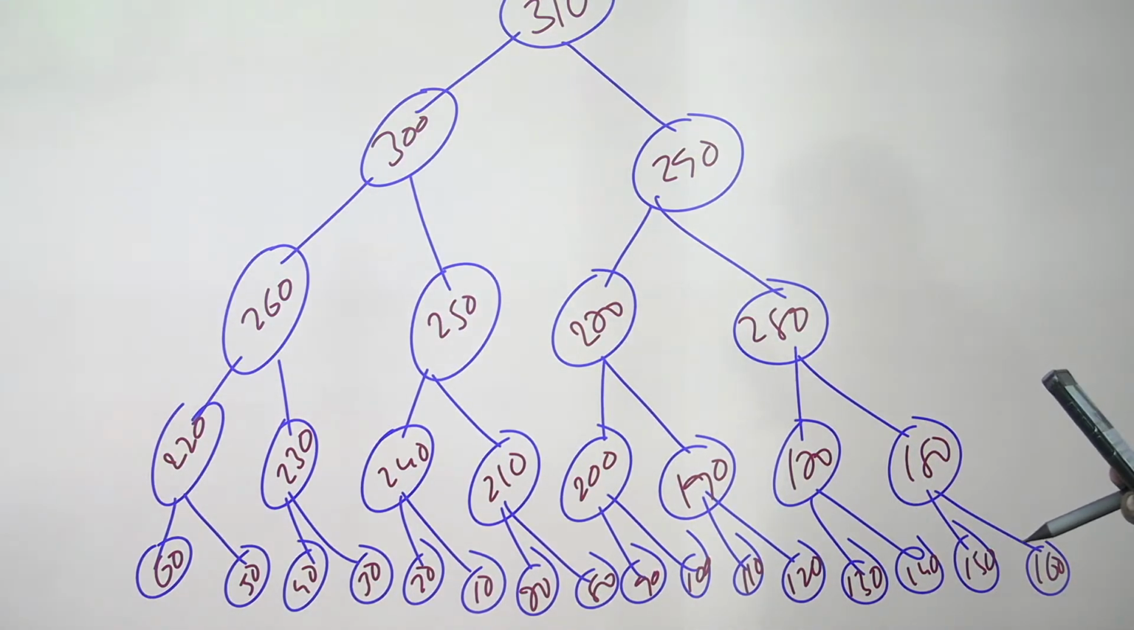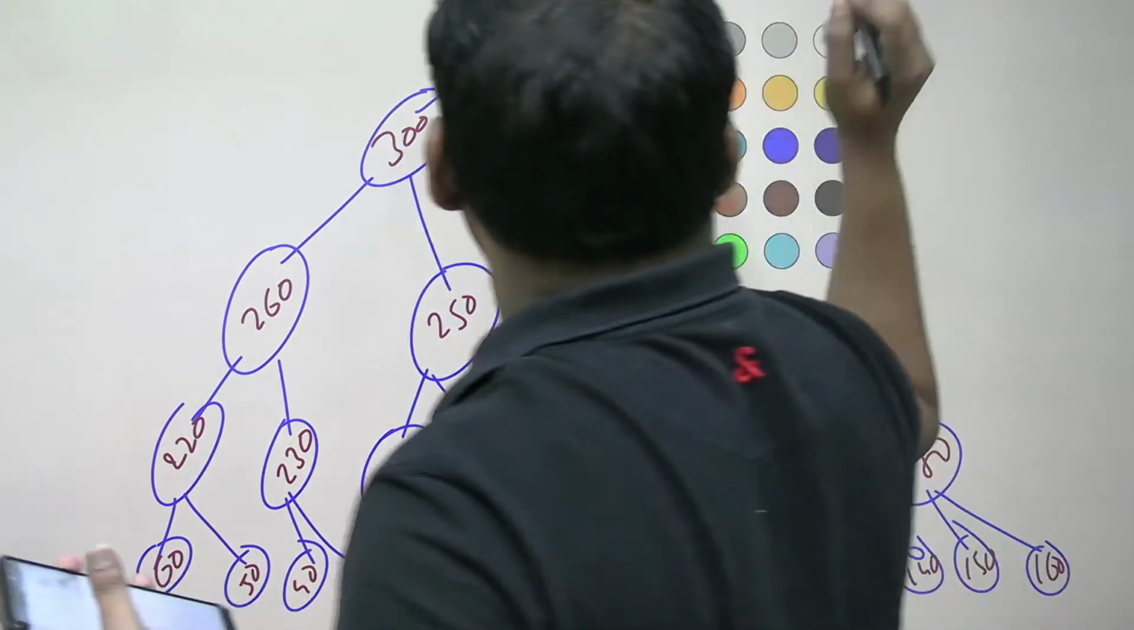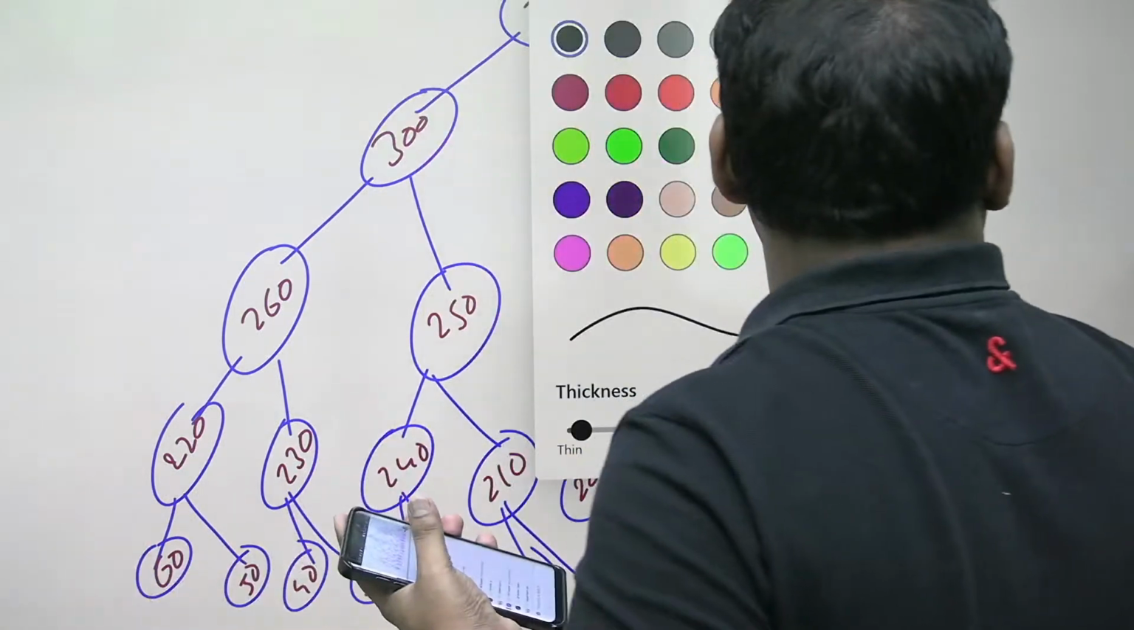One max heap tree is available. I have written the elements from the bottom. Bottom is small values, top is the maximum value, so it is the max heap. If you want, I will write the positions also. Let me write positions also.